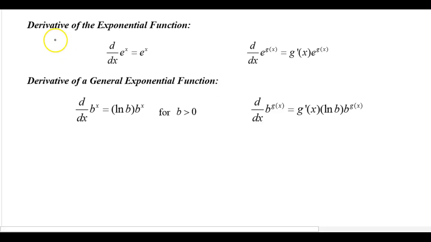We'll start by looking at the generic rules. So the derivative of the exponential function, we took a look at this before. The derivative of e to the x is just e to the x.